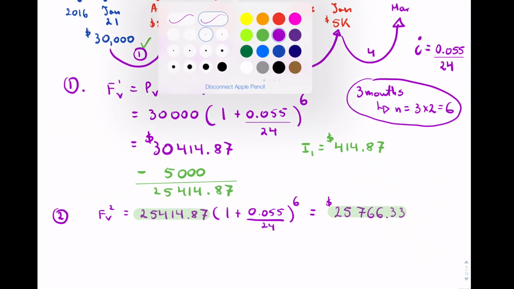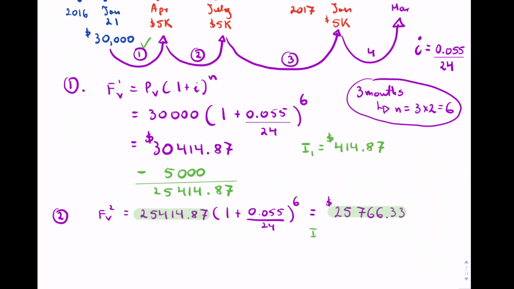So let me now write it here. Interest number 2, the growth of that interest. So we'll do that. So that grew another 351.46. Okay, so that's what we have so far.